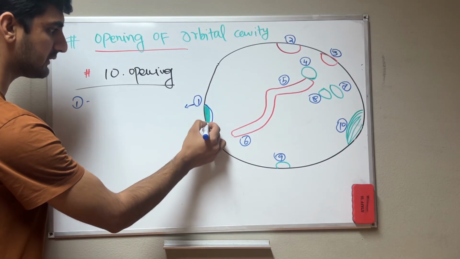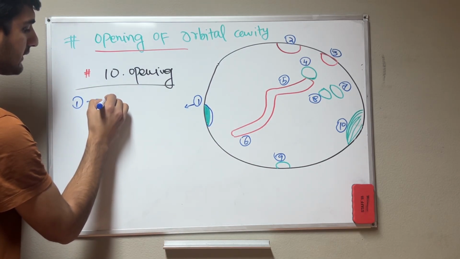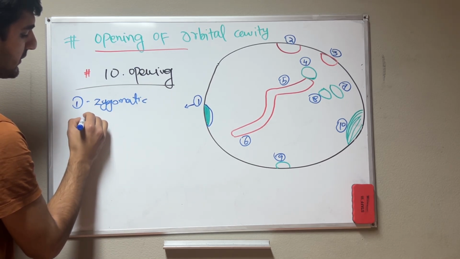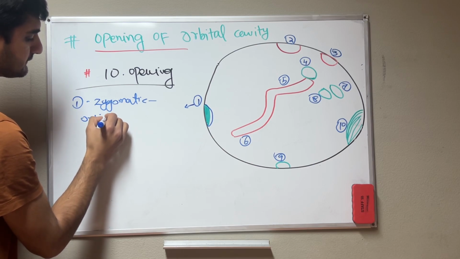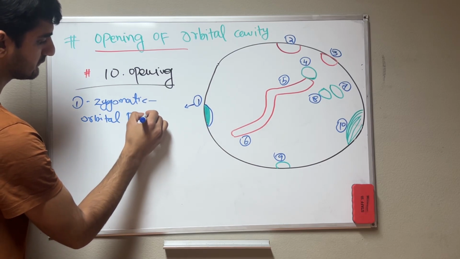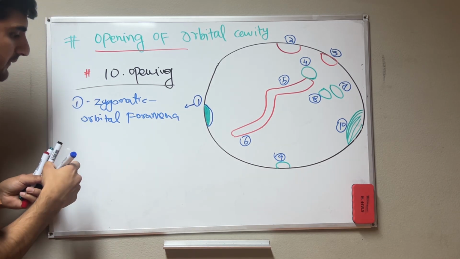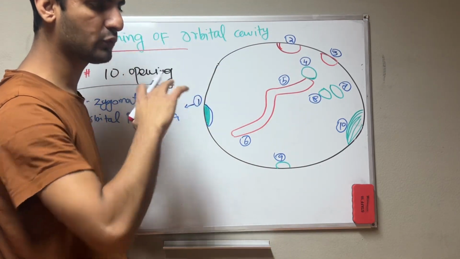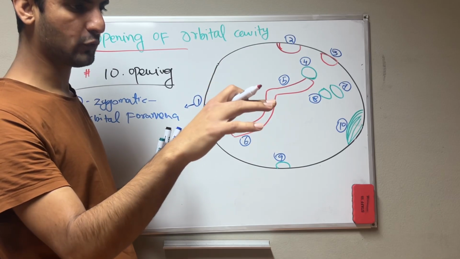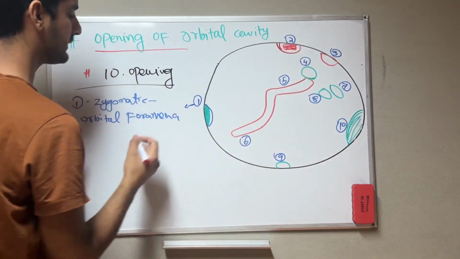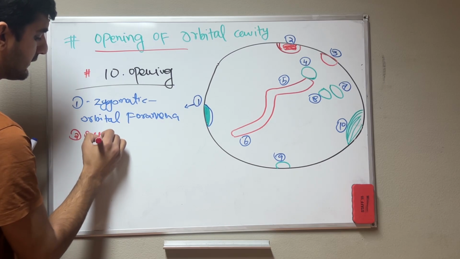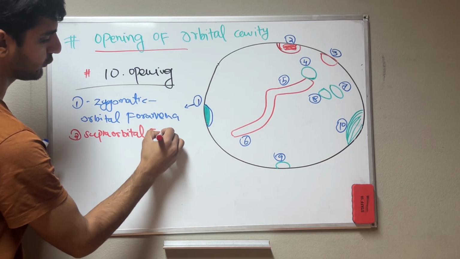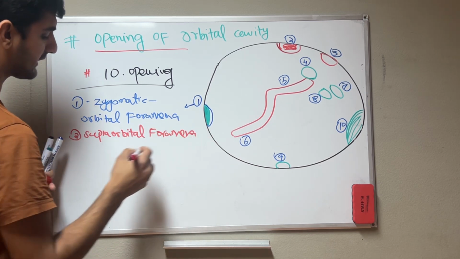This is the area which I found. This is the first opening, the zygomatic orbital foramen. Now the second opening, this one. If you remember, in the superior wall we have the supraorbital margin, supraorbital notch, and supraorbital foramen. This is the second opening of the orbit, the supraorbital foramen.